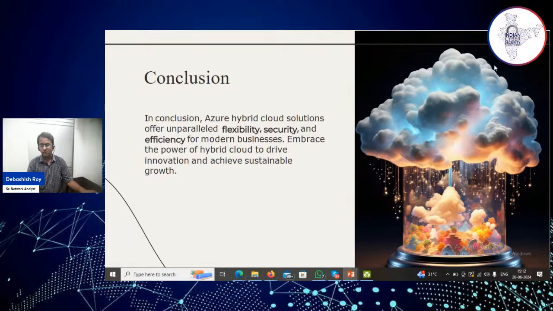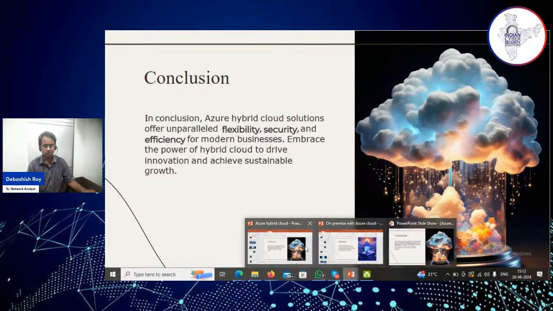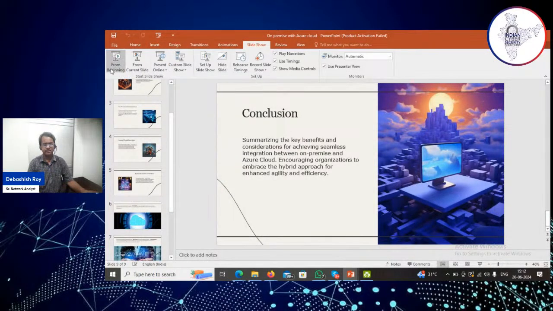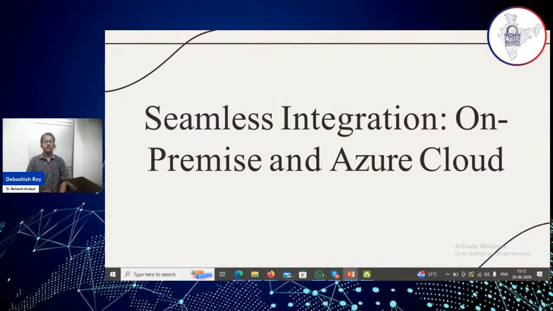And one more thing: what is the on-premise infrastructure? What is the on-premise server? And what is the reason to extend that on-premise to the cloud? Or how can you integrate between the Azure cloud and the on-premise server? For that, we will also discuss this seamless integration of on premise and Azure cloud.